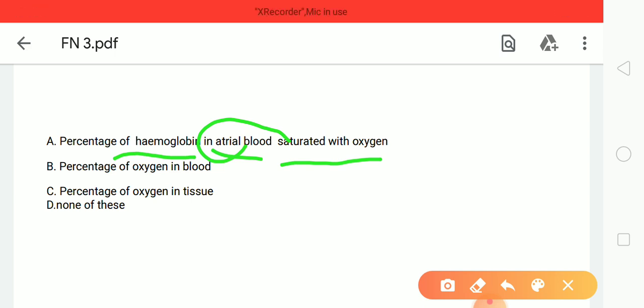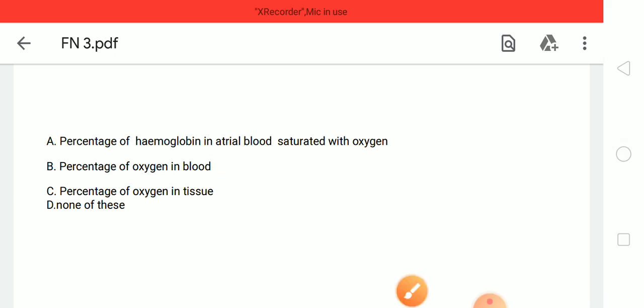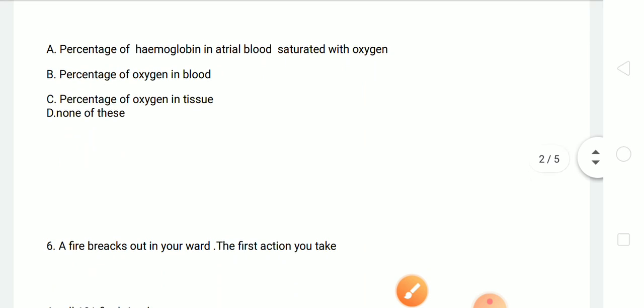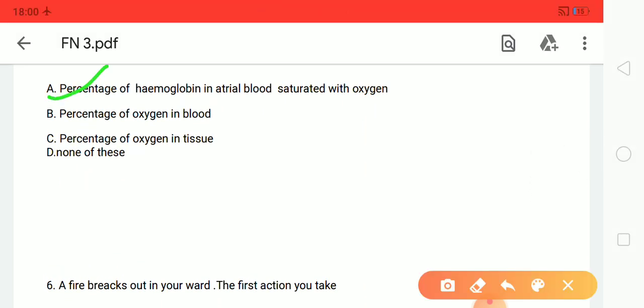The blood which is saturated with oxygen, the percentage is measured by the pulse oximetry. Option A is the correct option: percentage of hemoglobin in arterial blood saturated with oxygen. Okay, this is a very important question, and you should remember it for the upcoming exam.